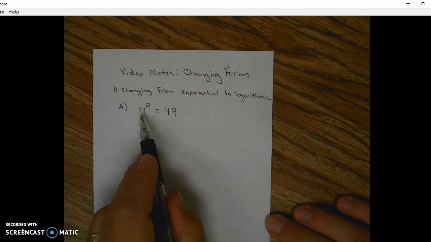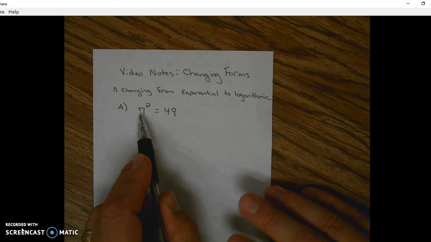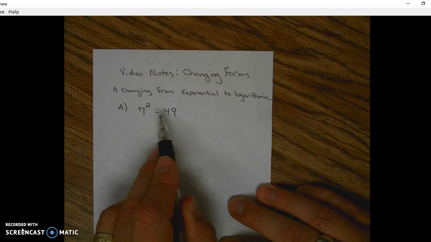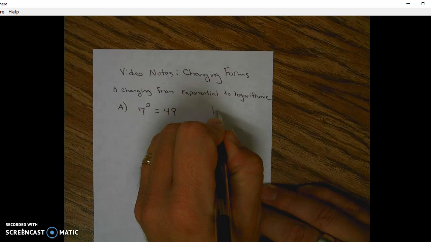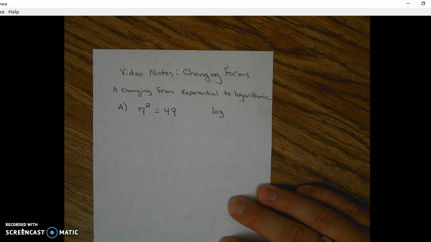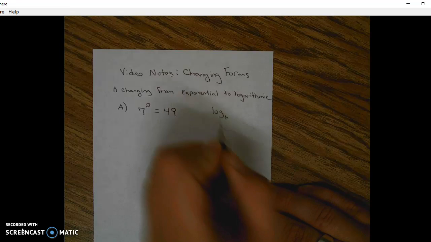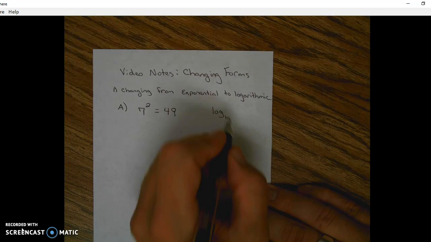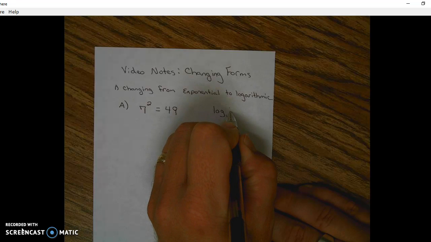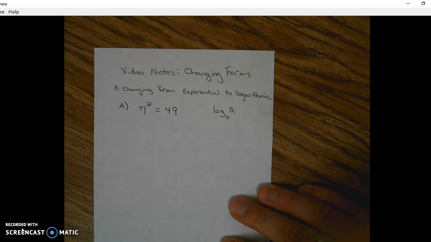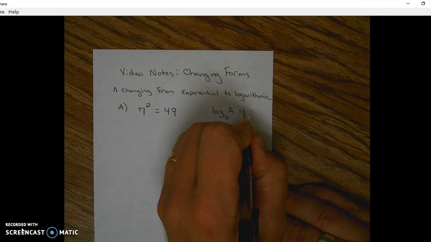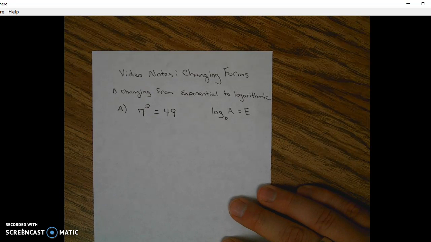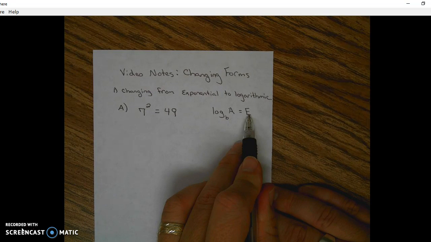So changing forms. In order to change forms, you just need to know a few pieces of information about a log. So remember that when you write a log, you write log for log. Remember that the base is the subscript number. And then we have the argument. I'll just put a big A here for argument. And then remember that a logarithm represents an exponent. So let's just use E for exponent. Help us remember.